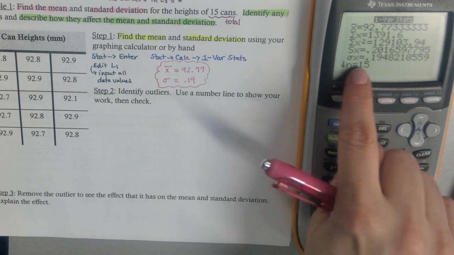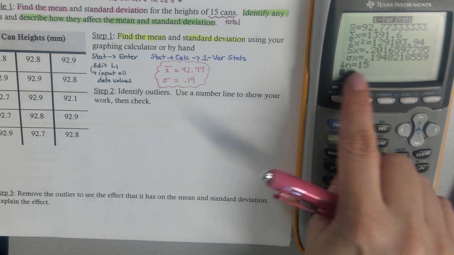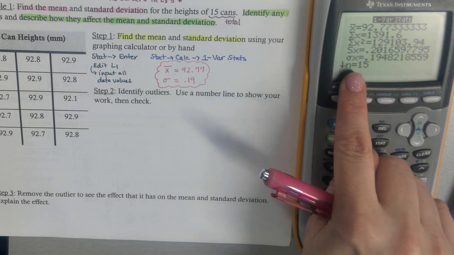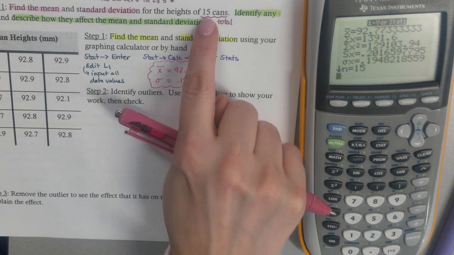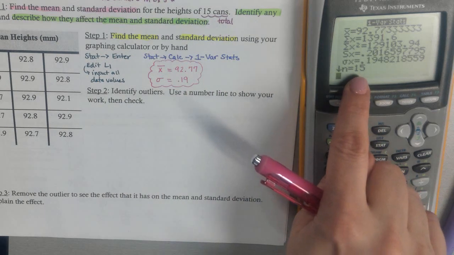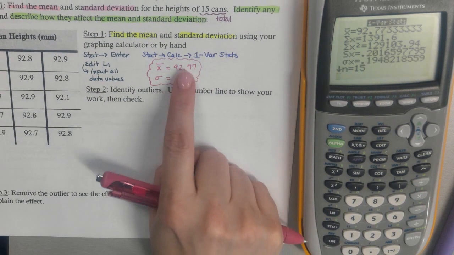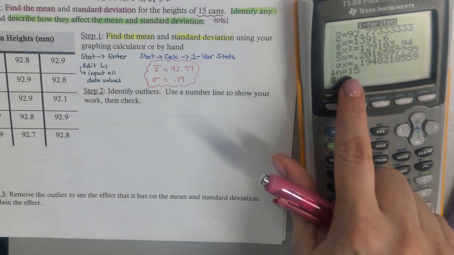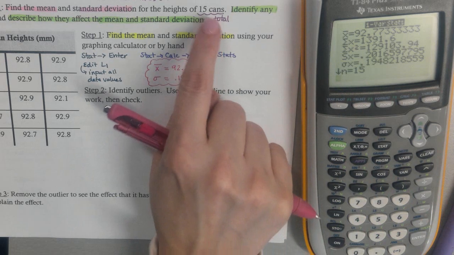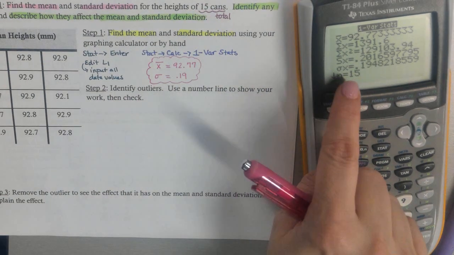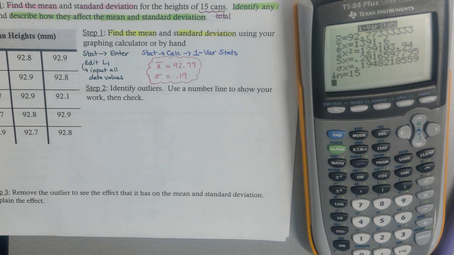Do you guys see what this is here? This says n equals 15. What's 15? Yeah, the total number of values. So if for some reason you didn't get the same thing that I did and your n value was different, you know that you were missing a value. You should have 15 total values put into your system.